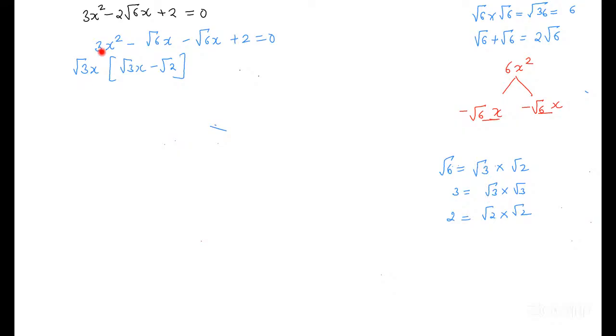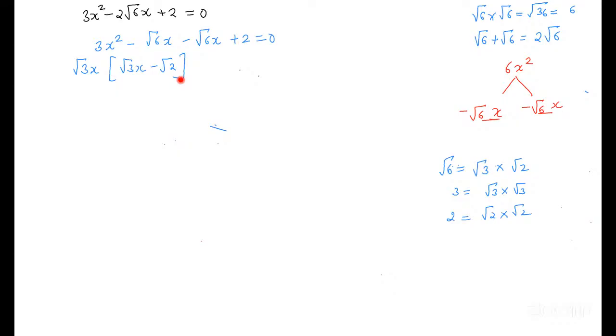Now this root 3 has become a common. So what is remaining behind? Only root 3 is remaining behind. So that's why I wrote root 3. In the same way, in root 6, root 3 is taken out as a common. So what is remaining behind? Root 2. So I wrote root 2.